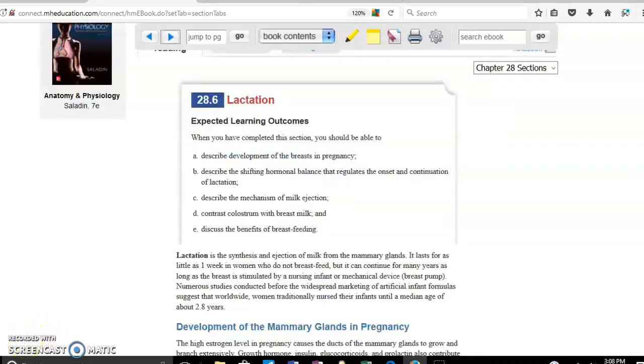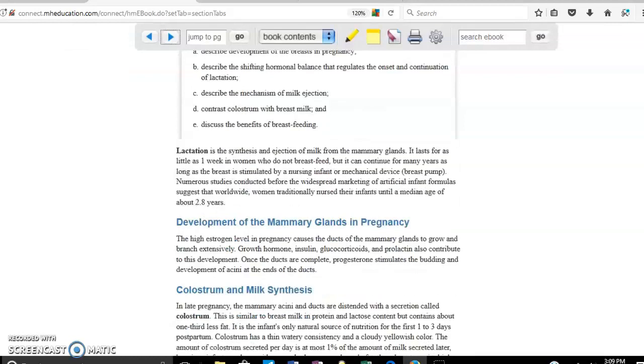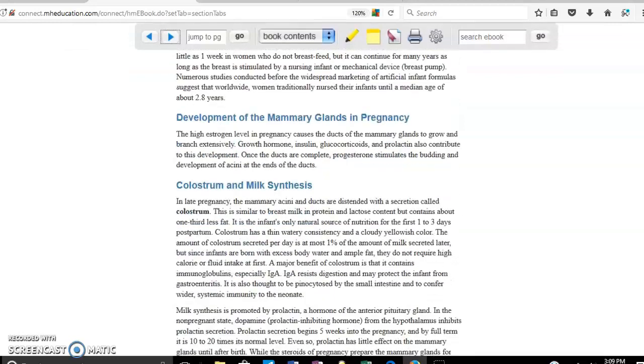Okay, the next topic is lactation. Just a few words about it. Due to the presence of the hormones, there's going to be an increase in the size of the mammary gland and the production of milk. But at the very beginning, the milk that is produced is not actually called milk. It's called colostrum, as you can see right here. Colostrum is very similar to milk, but it has less fat. And it contains immunoglobulin A, which is going to provide some immunity for the baby in order to fight infections.